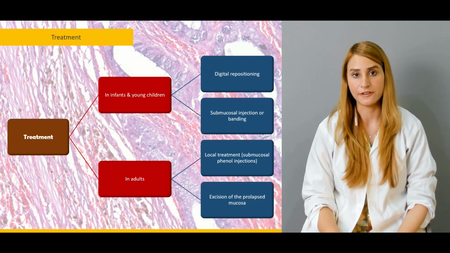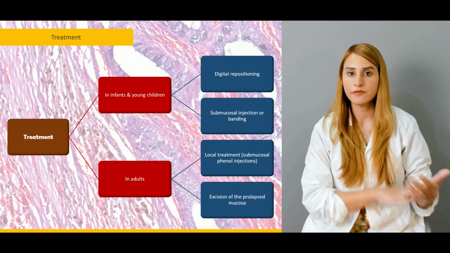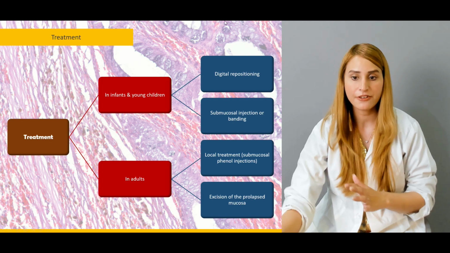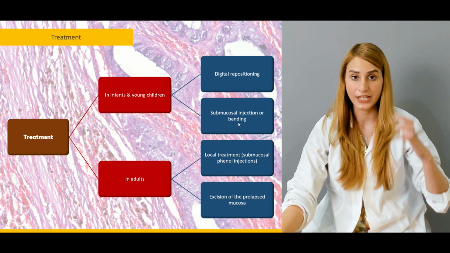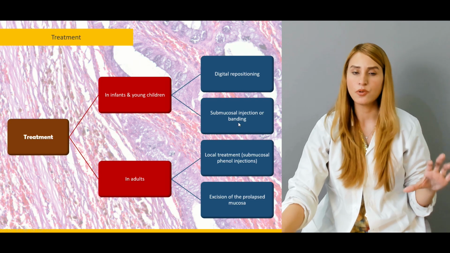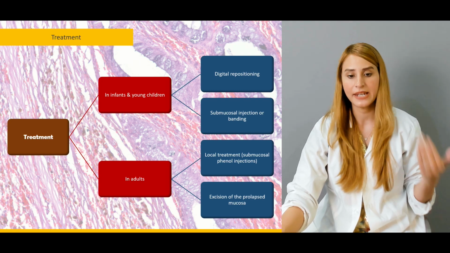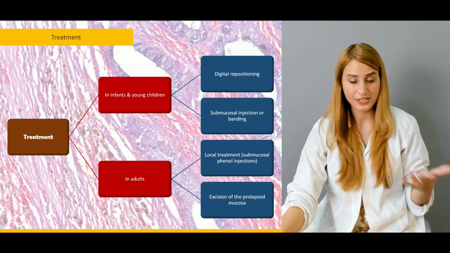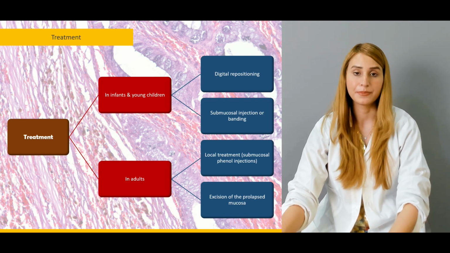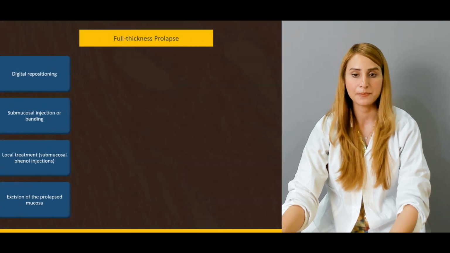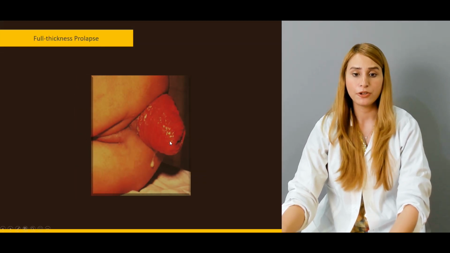or you go for prolapsed mucosal excision. So keep in mind, in infants you go for digital repositioning, and in young children you go for submucosal injection or banding, and in adults you go for the submucosal phenol injection, which is a sclerotherapy, or you go for excision of the pure prolapsed mucosa, or it can be a full thickness prolapse.